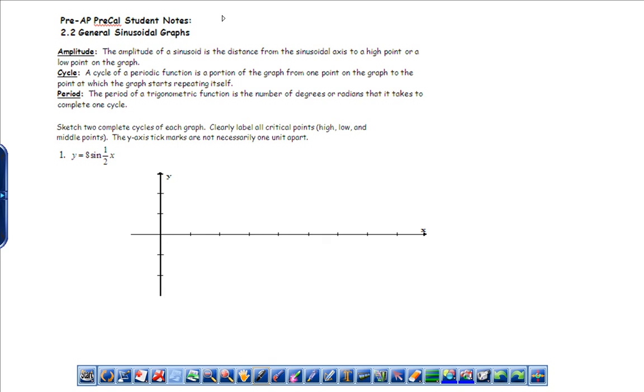Okay, this is 2.2, General Sinusoidal Graphs. I want to review some definitions that we went over in class. So the amplitude is the height. I like to say it's the height of the wave. Height of wave. And this always has to be positive.